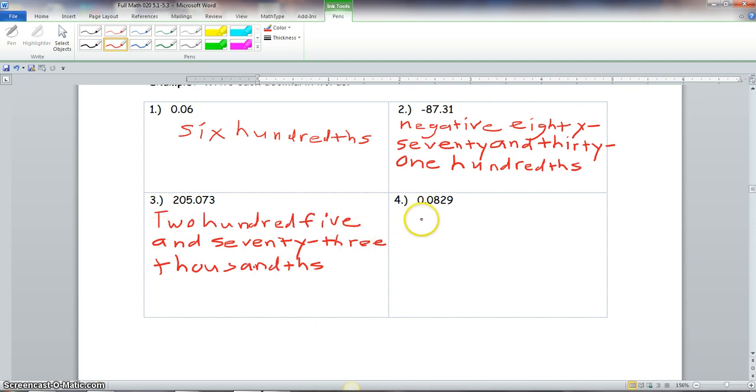Okay, now for number 4. If you notice, we have all of our digits aside from 0 behind the decimal. We do not have to indicate the 0 that's in front of the decimal. So basically we will concentrate on the number behind the decimal. Now this number is 829. So we'll write 829. So we had 800, 29.